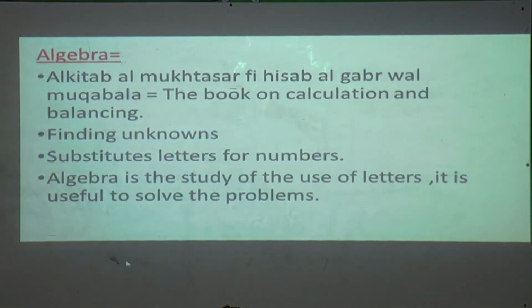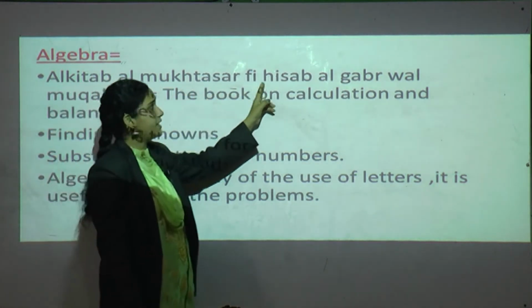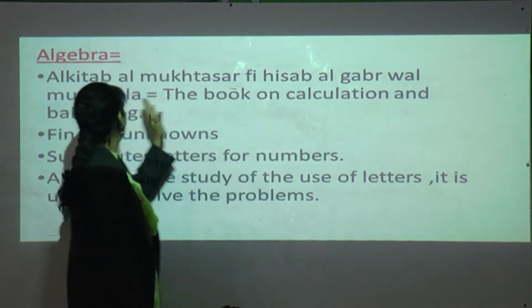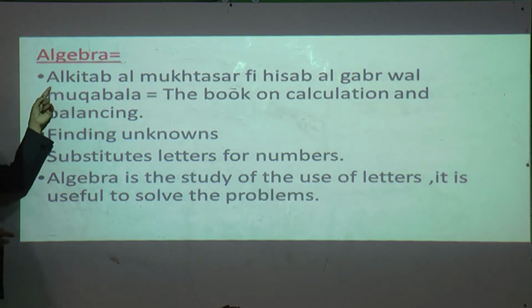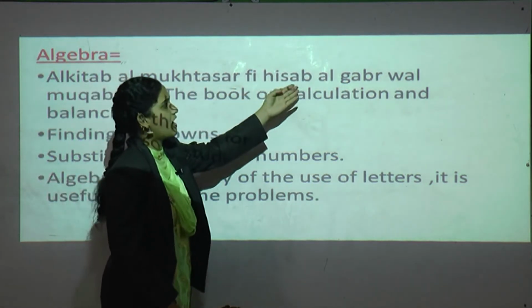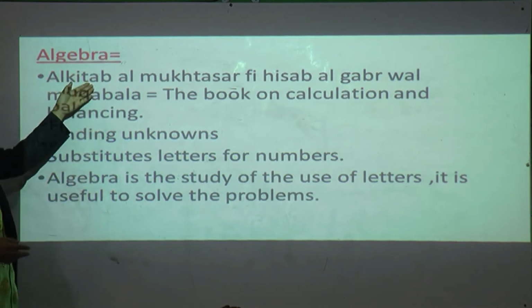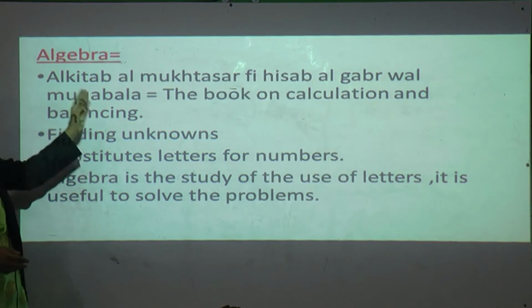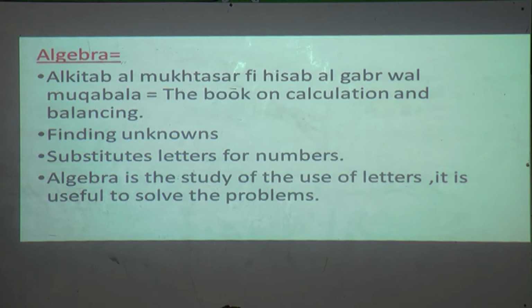Again here, see, Al-Kitab al-Mukhtasar fi Hisab al-Jabr wal-Muqabala. What is this, students? See, this is the title of an Arabic book. Okay, so again I am reading it. See, Al-Kitab al-Mukhtasar fi Hisab al-Jabr wal-Muqabala. Okay, so the English meaning of this is "The Book on Calculation and Balancing", that is meant by algebra.